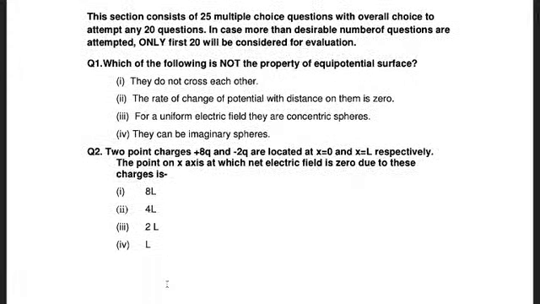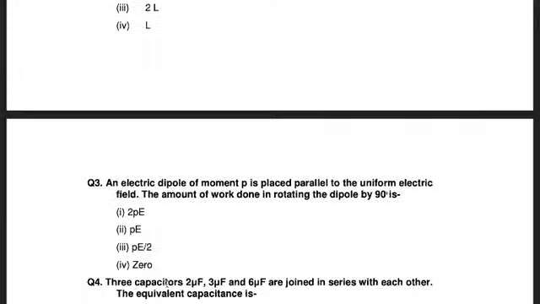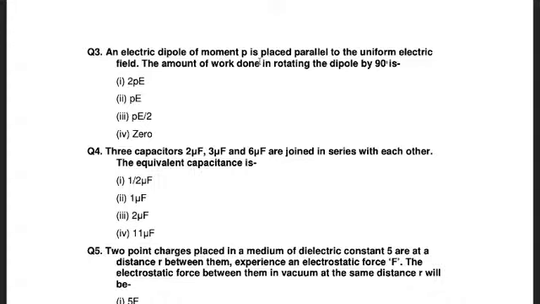Question number 3. An electric dipole of moment P is placed parallel to the uniform electric field. The amount of work done in rotating the dipole by 90 degrees is: option 1, 2PE; option 2, PE; option 3, PE by 2; option 4, 0. Good. The answer is option 2, PE.